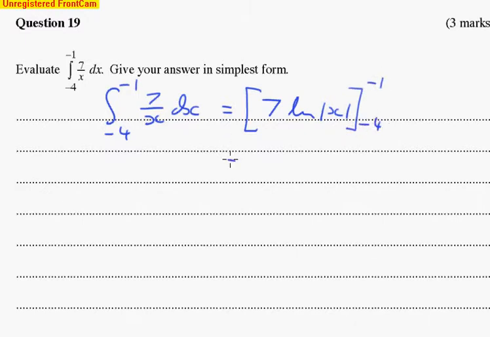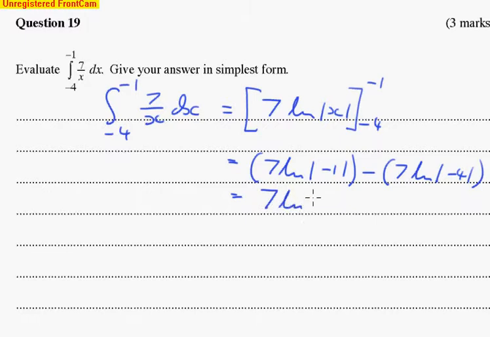-4. And that comes to, well, now to evaluate this, we just put the -1 in instead of the x and then the -4 in instead of the x. So we get 7 log to the base e of the absolute value of -1, minus 7 log to the base e of the absolute value of -4. And that simplifies further to 7 log to the base e of 1 minus 7 log to the base e of 4. That's because the absolute value of -1 is 1 and the absolute value of -4 is 4.